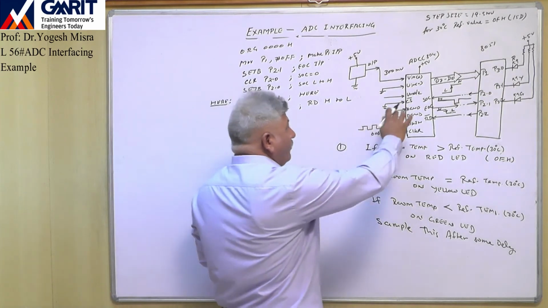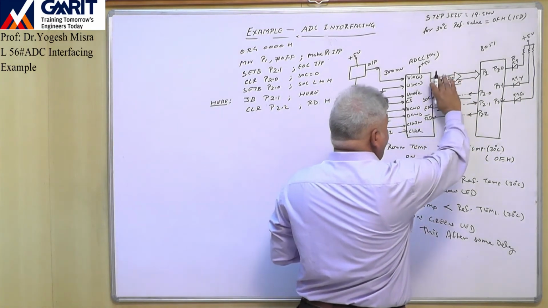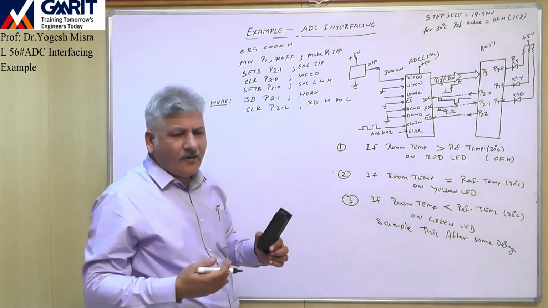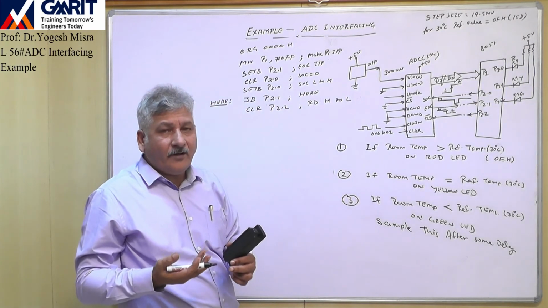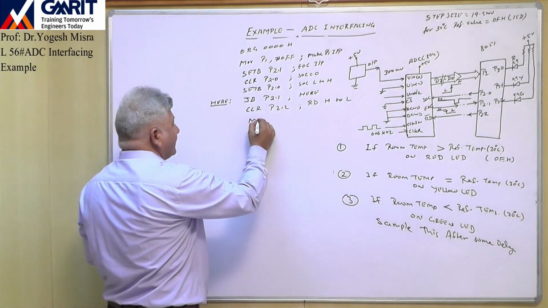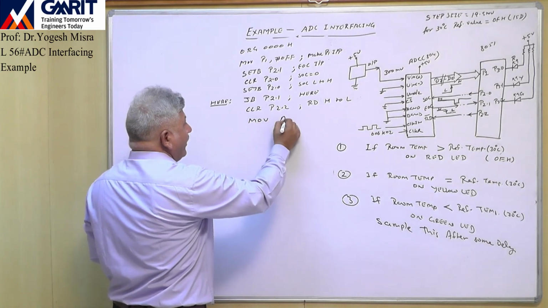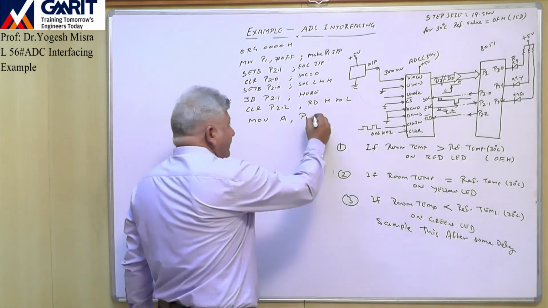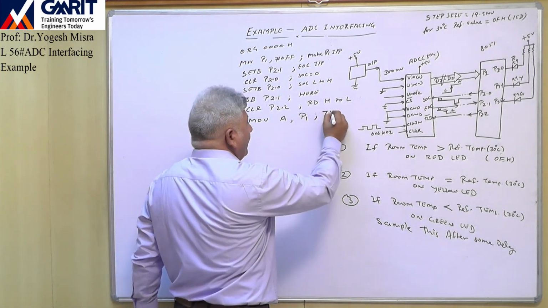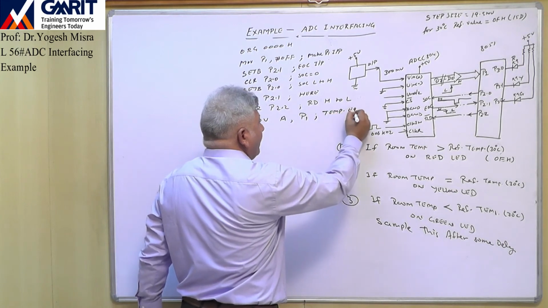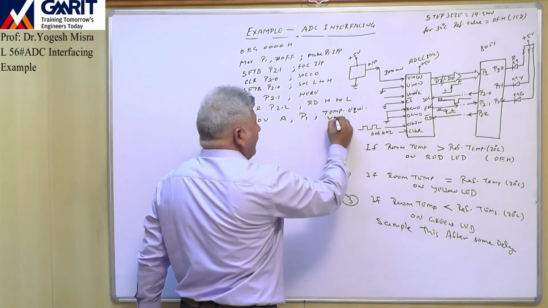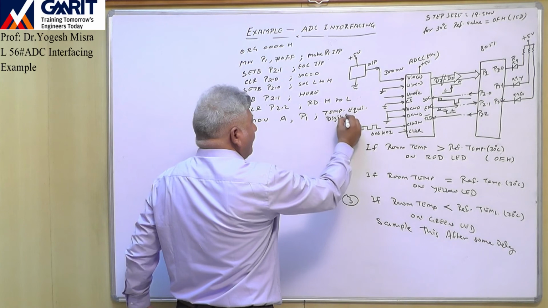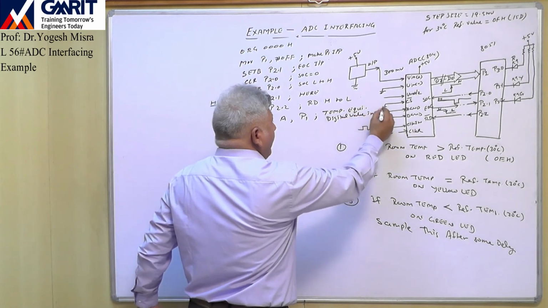Now we can read the value of these data lines and bring it inside this controller through port 1, and we will store that 8-bit digital value in the A register. So for this I will write the instruction MOV A, P1. So by this, the temperature equivalent digital value is in the A register.